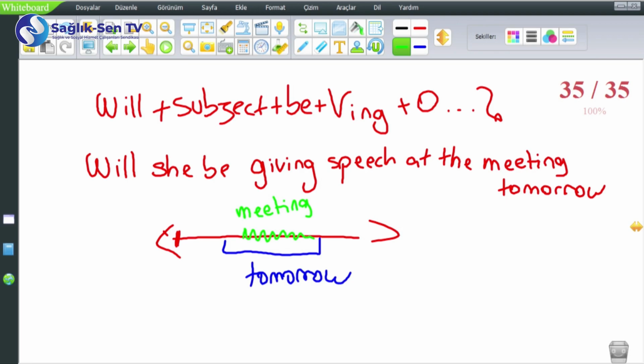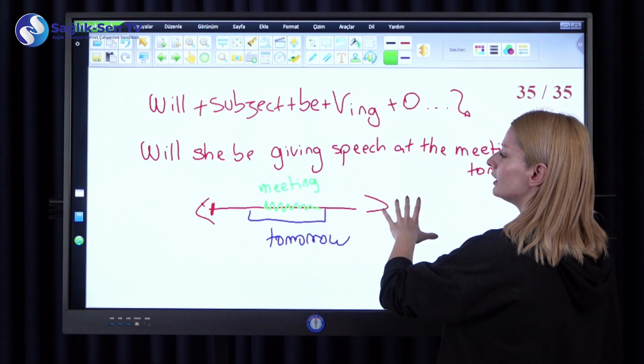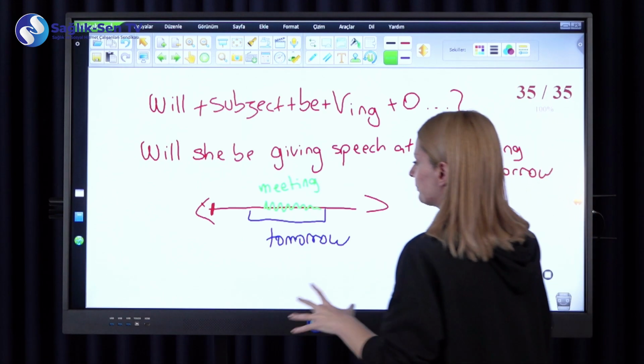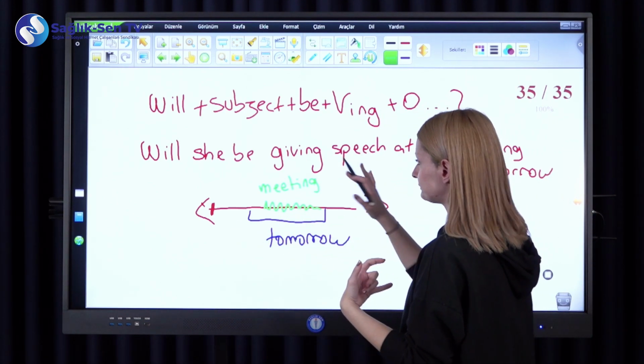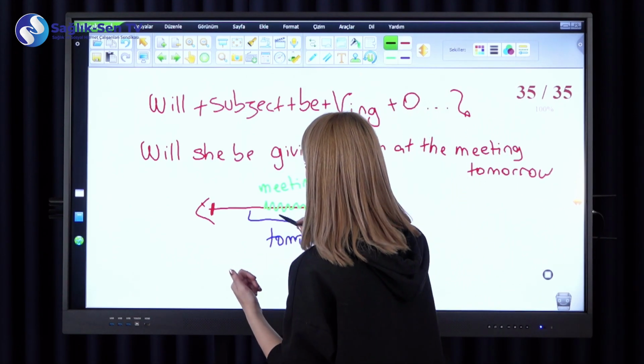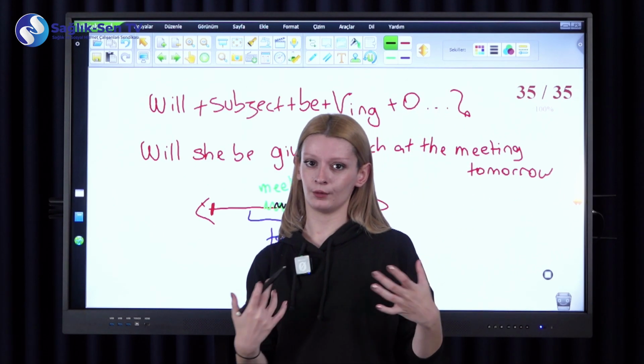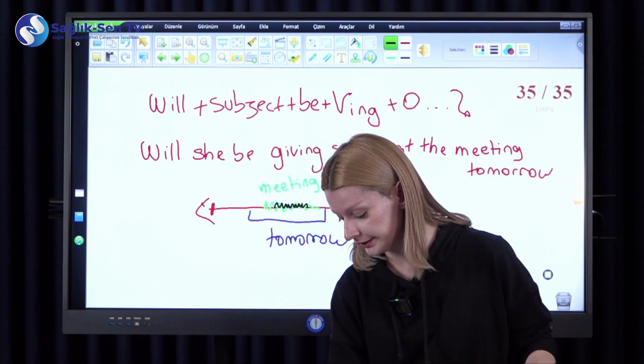So actually not only the grammatical structure, but also the meaning of the sentence informs us that this is a long action, because the duration that the sentence gives us confirms that. Will she be giving a speech? I'm asking a question, but what I'm trying to learn is also a long action, so it will take place or will not take place for a long time in the future.